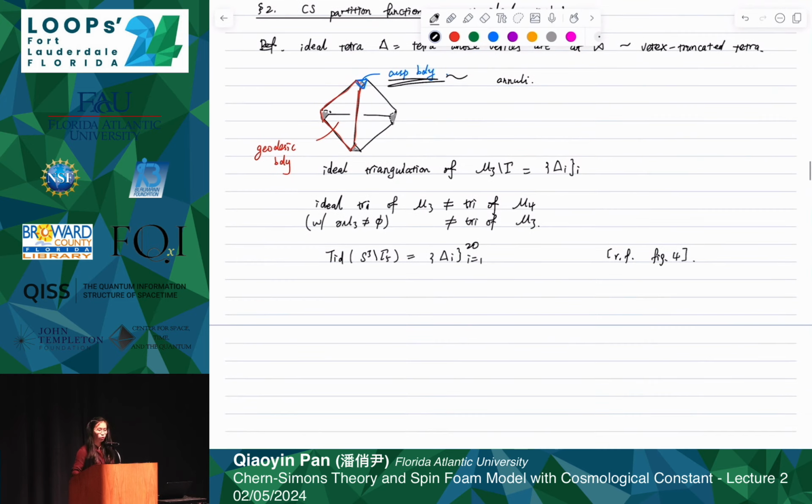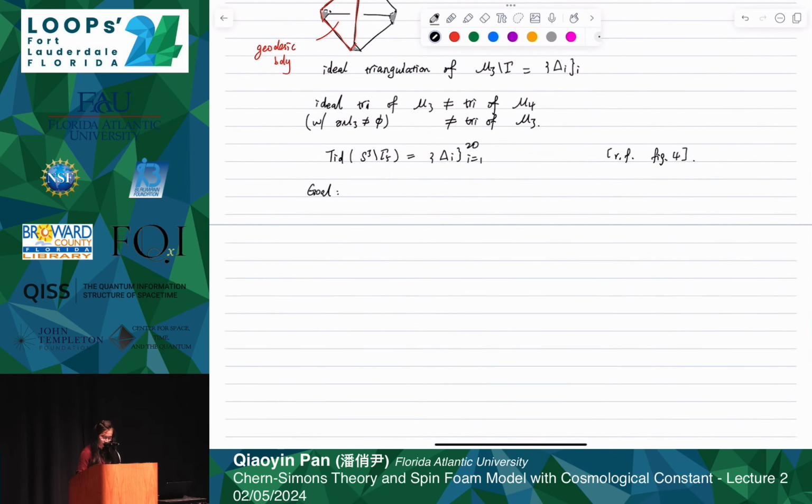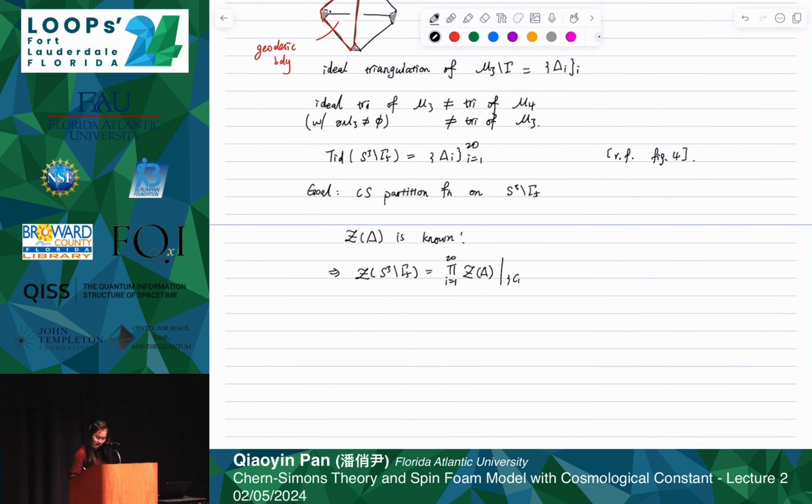And recall, what was our goal for this task one? Our goal is to construct the Chern-Simons partition function on the Gamma-5 graph complement of the three-sphere. And why do we do this ideal triangulation? It's because the partition function on the ideal tetrahedron is known. Then the partition function for the whole three-manifold basically becomes a product of 20 partition functions, each on one ideal tetrahedron, upon some constraints imposed. So we have several constraints, and that's it.